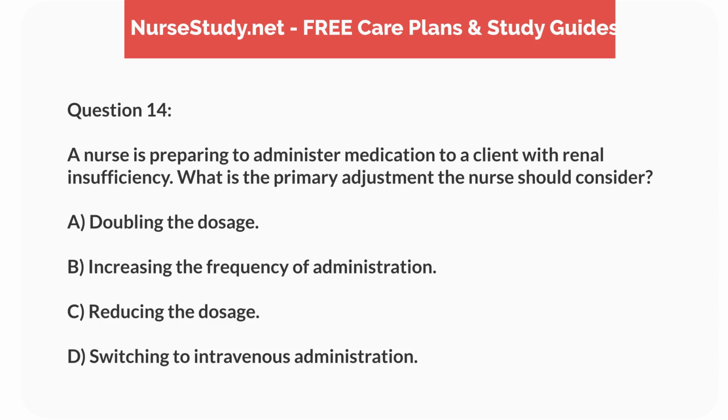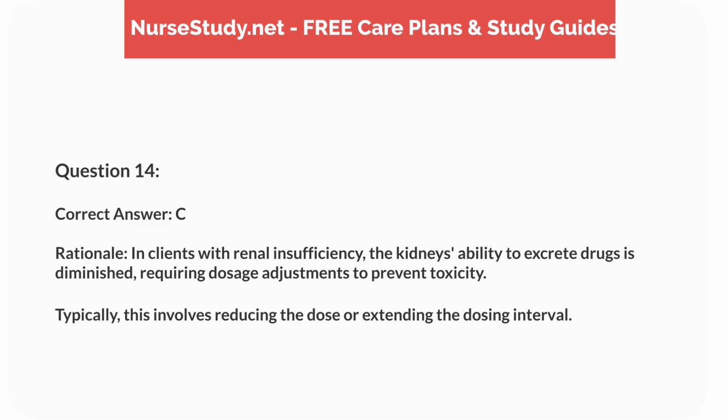Question 14. A nurse is preparing to administer medication to a client with renal insufficiency. What is the primary adjustment the nurse should consider? A. Doubling the dosage. B. Increasing the frequency of administration. C. Reducing the dosage. D. Switching to intravenous administration. Correct answer: C. Rationale: in clients with renal insufficiency, the kidney's ability to excrete drugs is diminished, requiring dosage adjustments to prevent toxicity. Typically, this involves reducing the dose or extending the dosing interval.